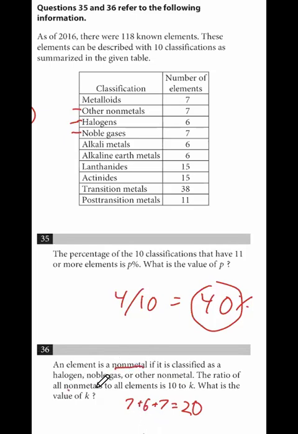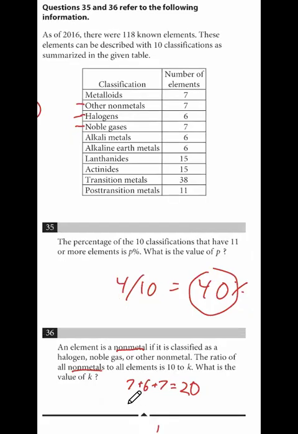So the ratio of all non-metals to all elements is 10 to K. So instead of 20, we have 10. Originally it would be 20 to 118 known elements. In this case, we're reducing 20 to 10. So what are we reducing 118 to? We just divide it by 2. So we take 118 and divide it by 2, which gets us 59. So the correct answer should be 59.